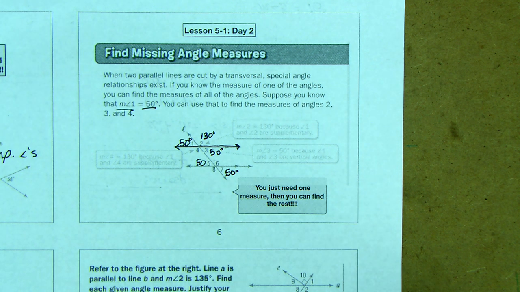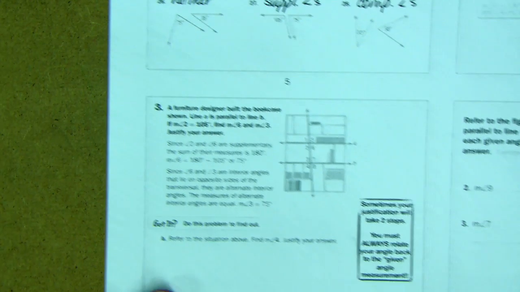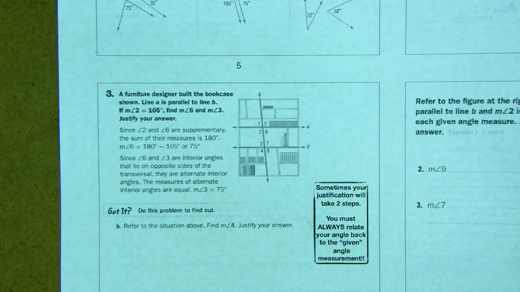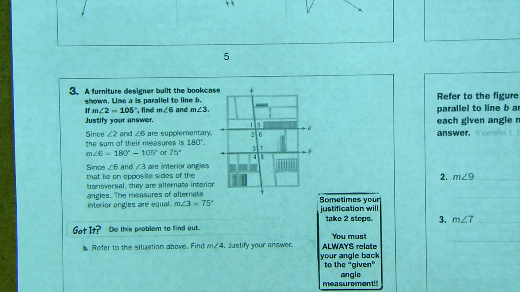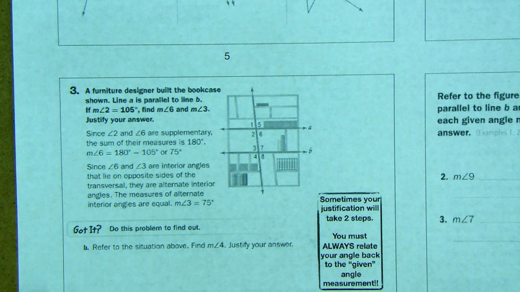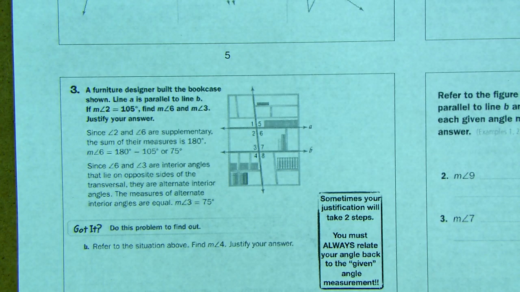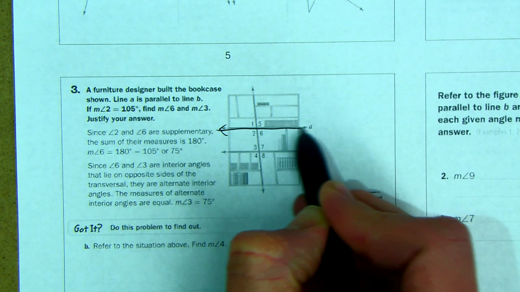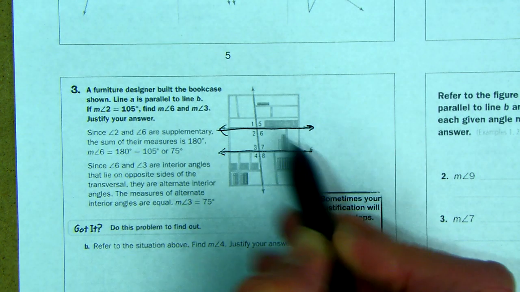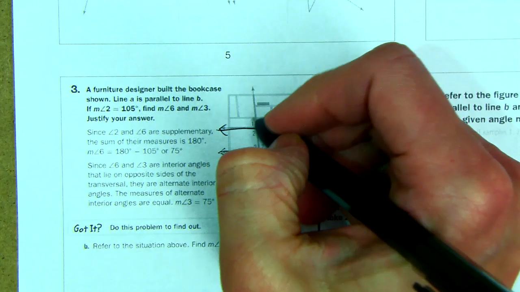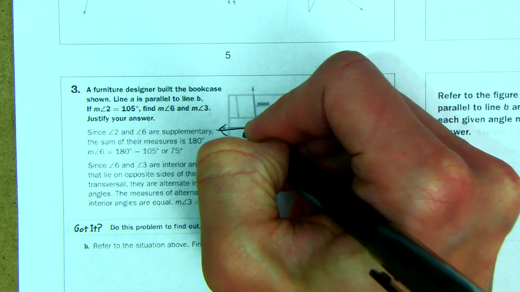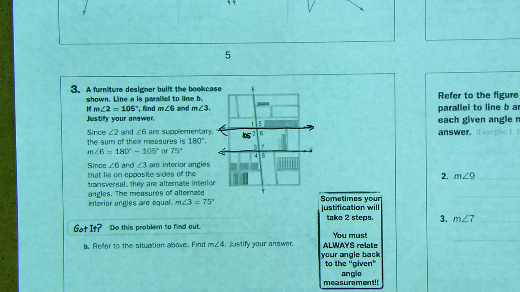Okay, let's look at slide number 7. We've got a word problem about furniture. I don't know why you would make furniture with crooked shelves, not perpendicular, but I'm not a designer, so that is what it is. They tell you we've got parallel lines, A and B, right here. If A and B are parallel, and the measure of angle 2 is 105, they're asking us to find the measure of angle 6 and the measure of angle 3.